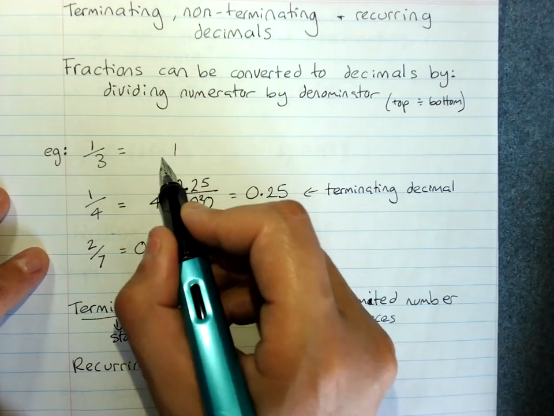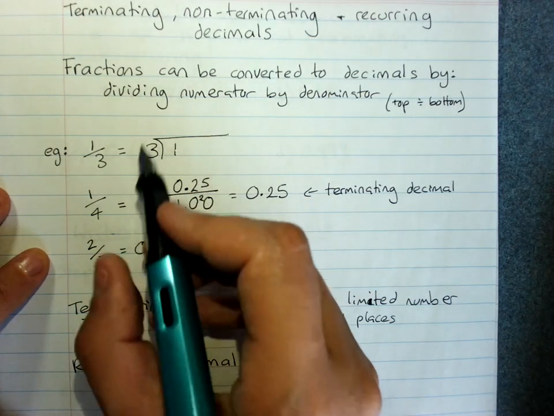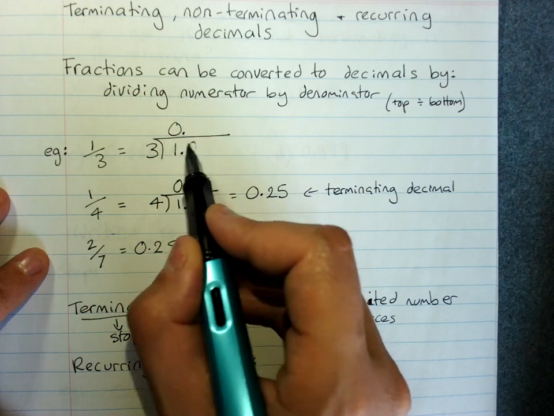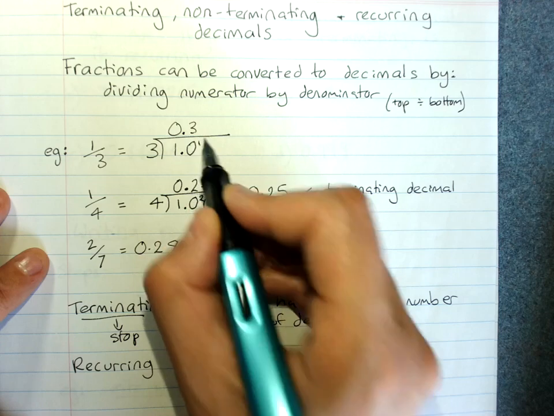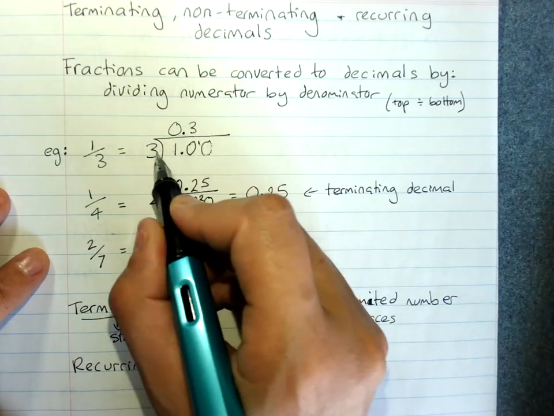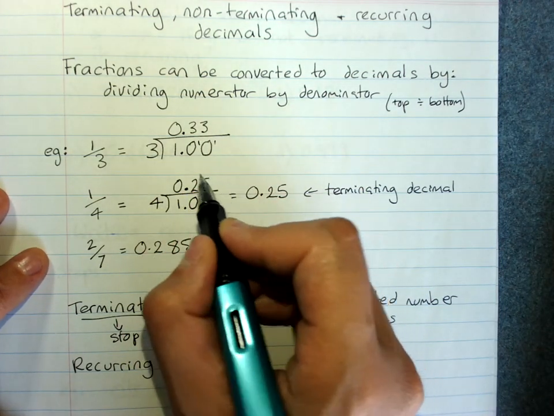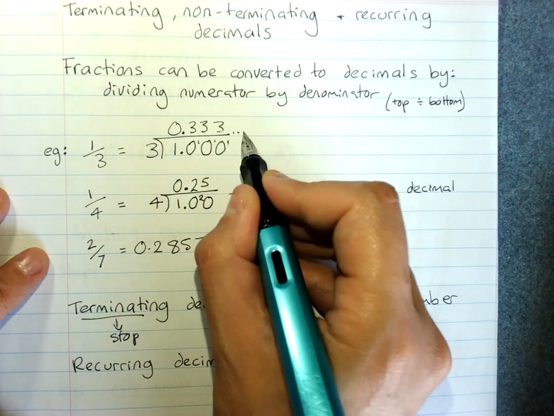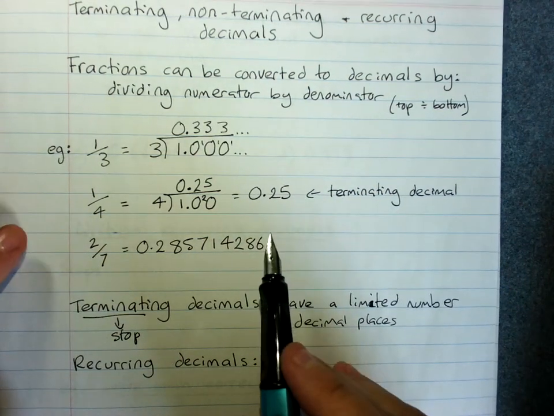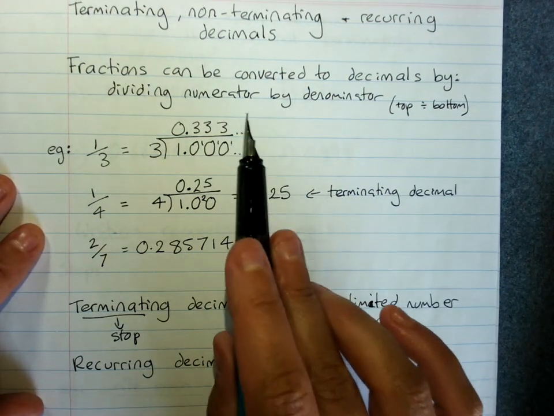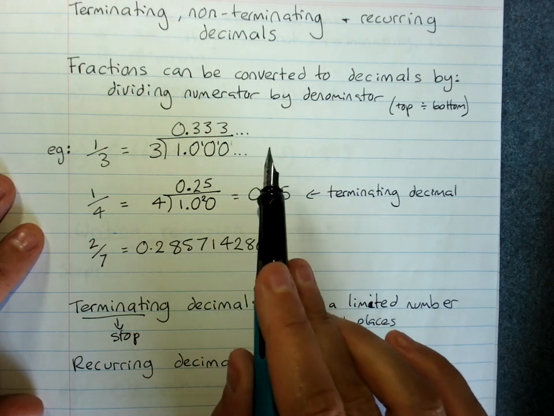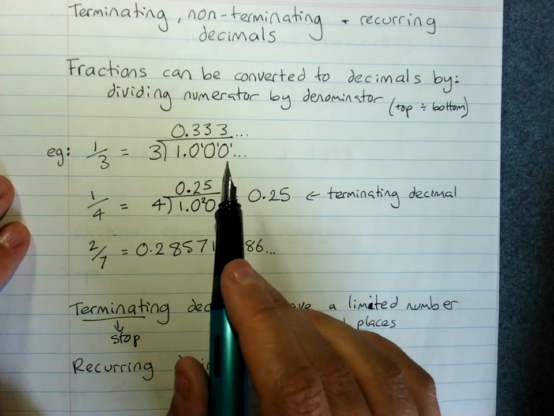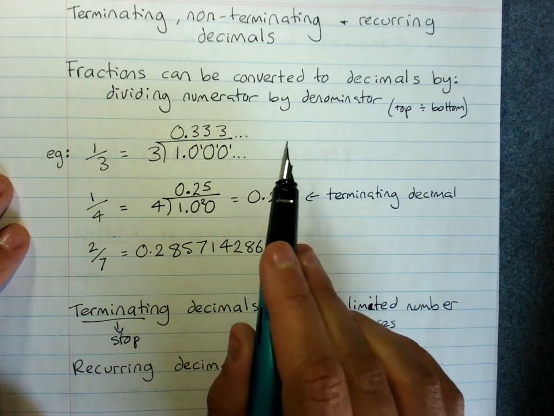So let's do 1 divided by 3. 3 doesn't go into 1. Put down my decimal points, put in a 0. 3 into 10 goes 3 times, remainder 1. Put down a 0. 3 into 10 goes 3 times, remainder 1. Look what happens. Nothing is ever going to change. That is going to keep going and going as 3s, because there's no change that can possibly happen. I'll always have a remainder of 1. This is a non-terminating decimal because it never ends.